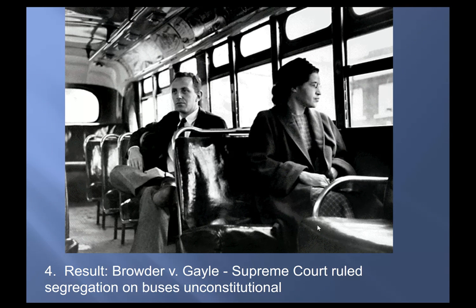So this was the court case, Browder versus Gale. Browder was a young lady who also did not give up her seat and sued the mayor of the city. And that goes all the way up to the Supreme Court. And the Supreme Court ruled now that segregation on buses is also unconstitutional, right? So they're taking the Brown precedent and applying it to buses.